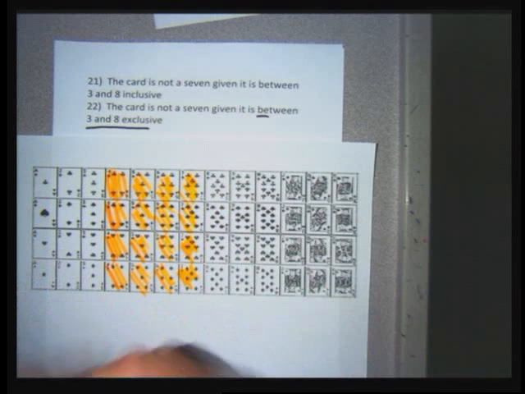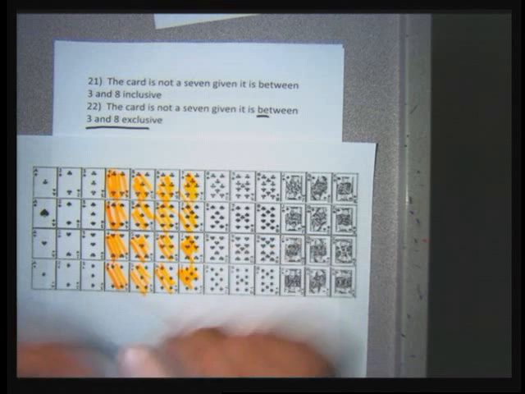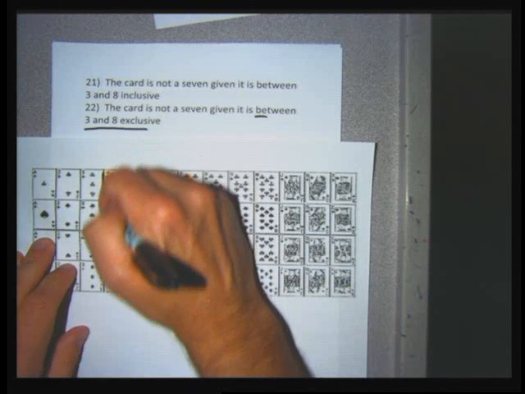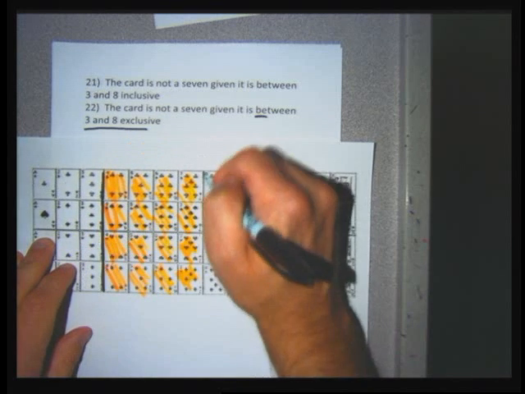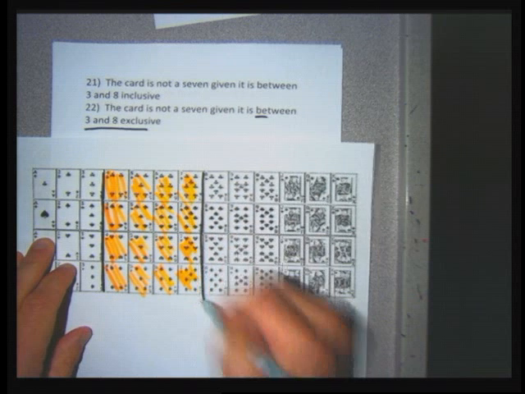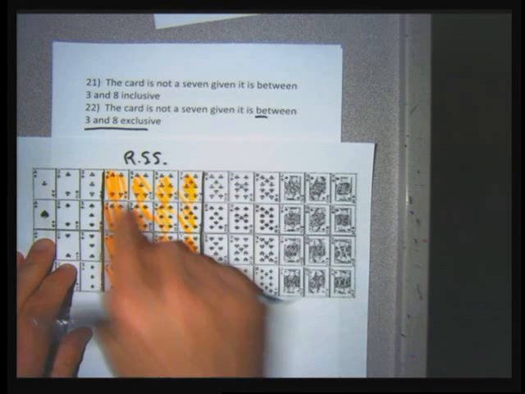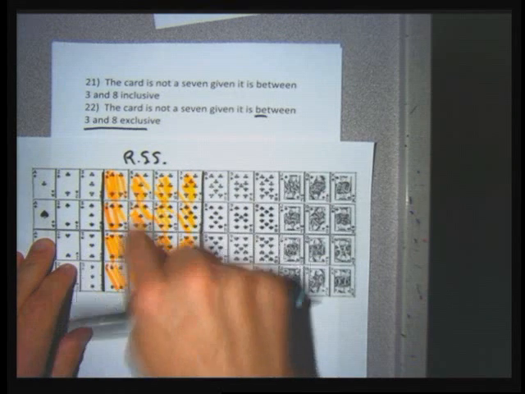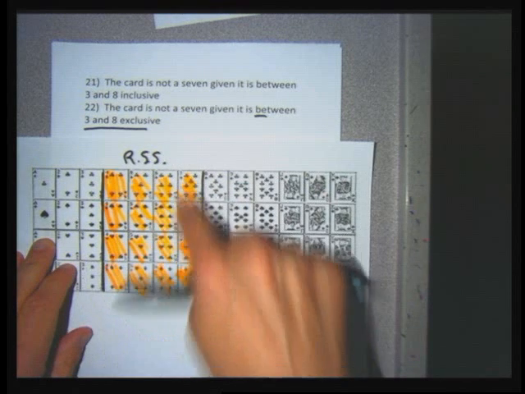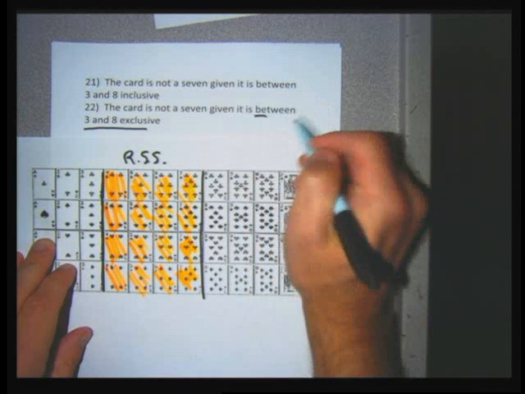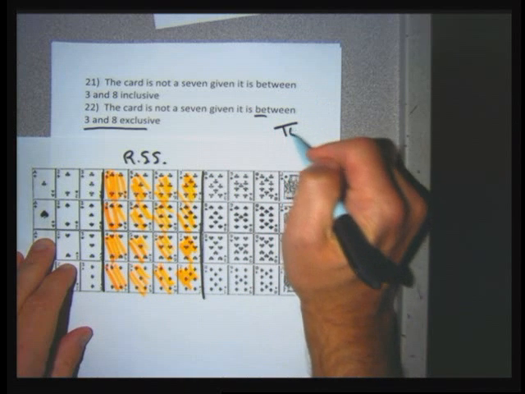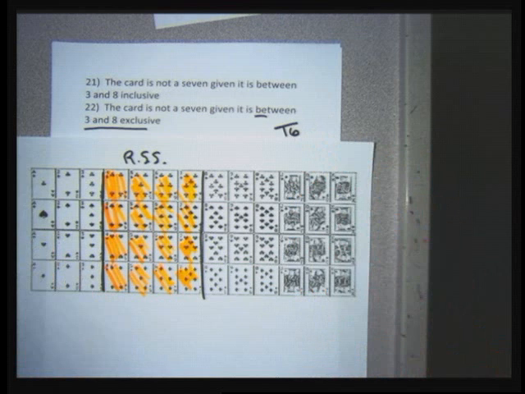So that's my reduced sample space for problem 22. It counts all the cards in the deck that are between 3 and 8, not counting the 3 and not counting the 8. It has 1, 2, 3, 4, 5, 6, 7, 8, 9, 10, 11, 12, 13, 14, 15, 16 elements in it. So the denominator of my fraction for my answer is going to be 16 because in the reduced sample space there's 16. Now I'm going to find the criteria.